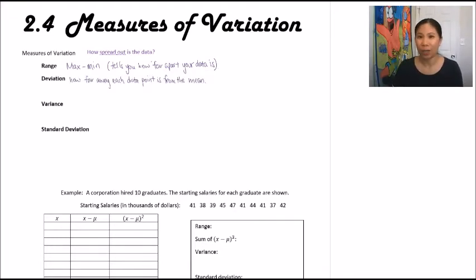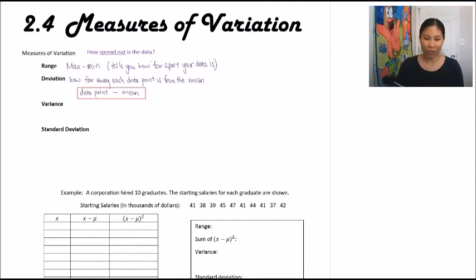Another way to talk about variation or spread is called the deviation. This is a little bit more specific than the range, because we're actually going to compare how far each data point is away from the mean. That means we have to calculate the mean of the whole data set first. And remember, the mean tells us where the center is. So if you know the center, then we can compare each of the data points away from the center to see what that distance is.